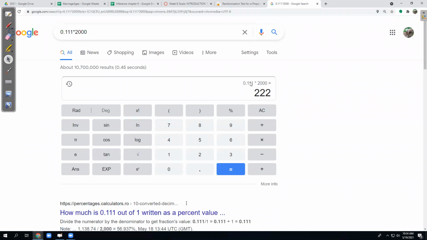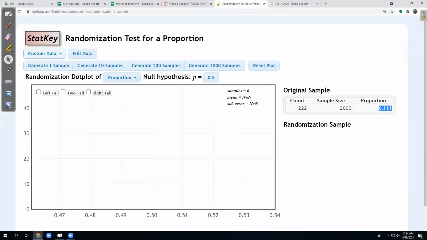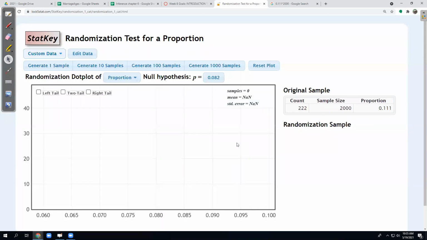So if the percent from the sample is 11.1%, that means 222 out of 2,000 had to say they were depressed. All right, back here. Okay, so if I plug that in, I should get confirmation here. That's my proportion. Next thing I need to do is type the right null hypothesis in, and that ain't it, right? We're not saying 50% of people are depressed. CDC said, or somebody said it was about 8%. So 0.082 was our null hypothesis.